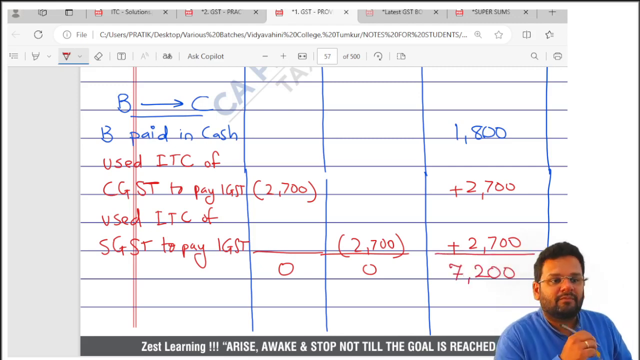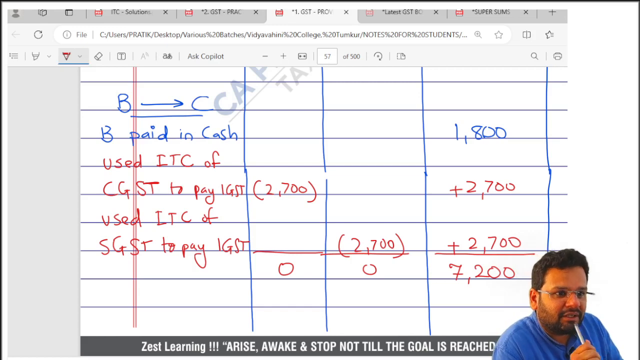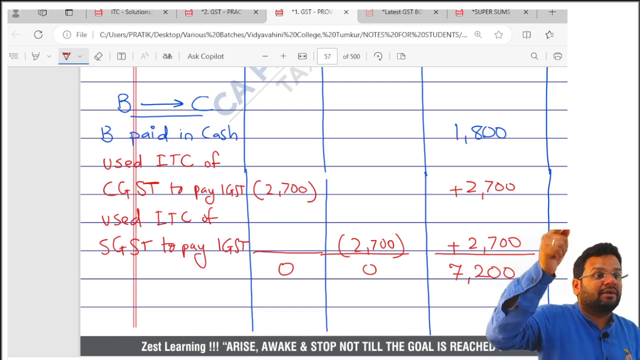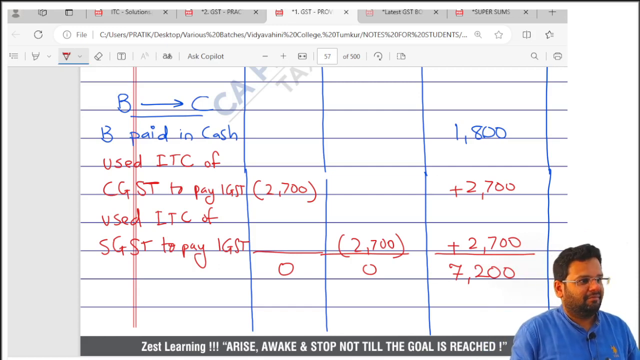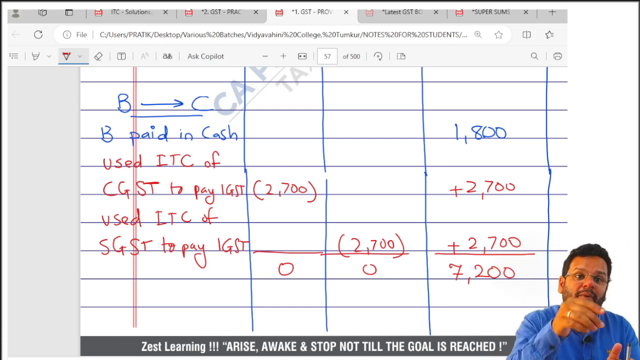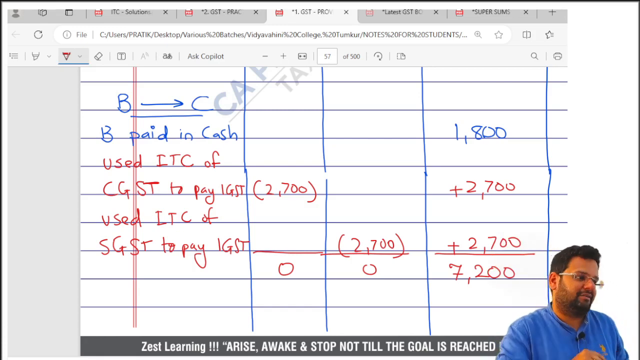7,200. Right now, where is C sitting? Maharashtra. C is sitting in Maharashtra. If C was the end consumer, it is the government's headache to give 50% of this to the Center and 50% to the Maharashtra state government. Whose headache? Government's headache. Dual model has to be followed.